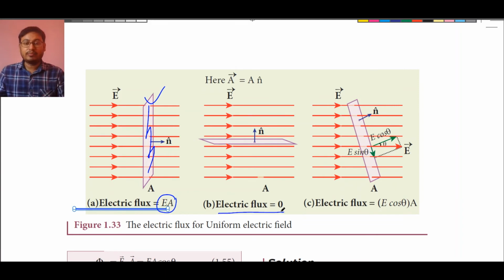But if the given area lies at an angle theta with the electric field, in that situation we have to take the horizontal component of it and multiply by A. That is, in this situation we have electric flux psi E is equal to E cos theta into A. Here E cos theta is the horizontal component along the normal of this plane.